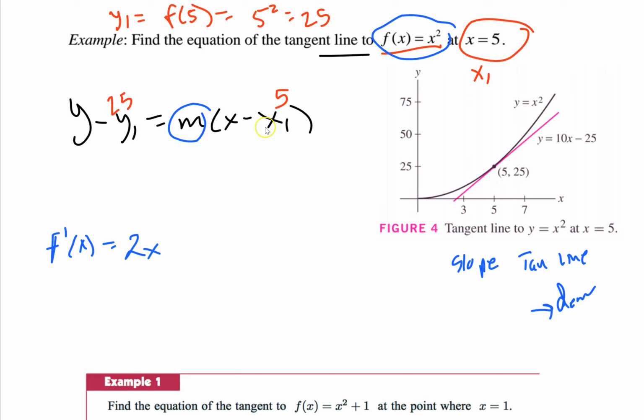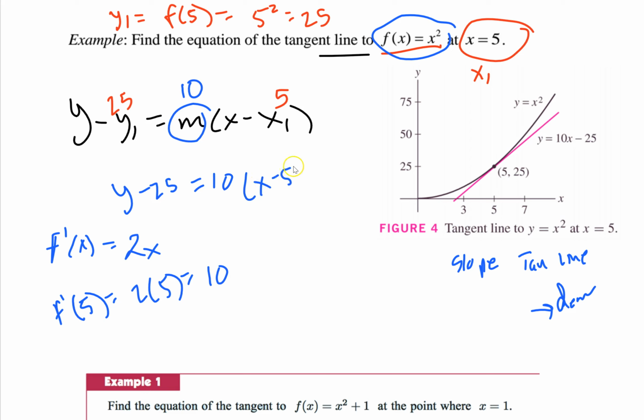Right, I want the derivative at a point, and that point being the x1. So you don't just plug 2x in there, you have to plug a value in. So f prime of 5, which is 2 times 5, which is 10. So there's my equation. Y minus 25 equals 10x minus 5.